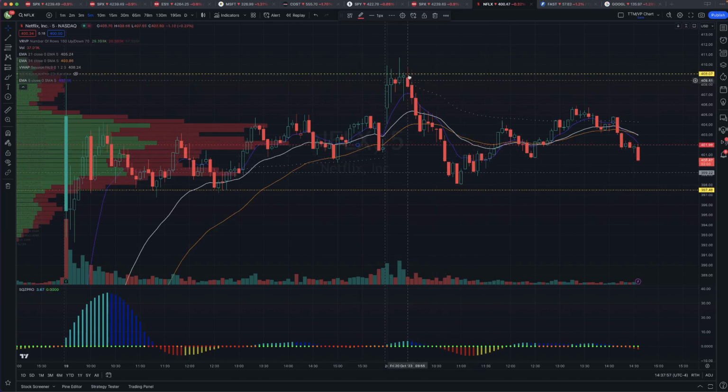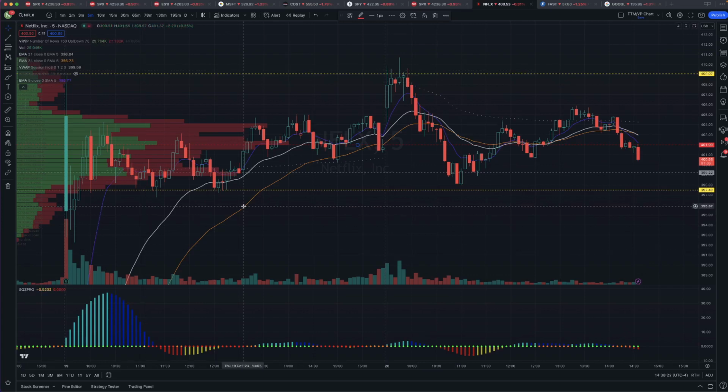If the market wasn't so crappy, I think Netflix would be out of here to the upside. I think it's just fighting market headwinds. And I'll be watching this on Monday for a breakout, frankly, because I think we're kind of due for the market turnaround here on this dip.